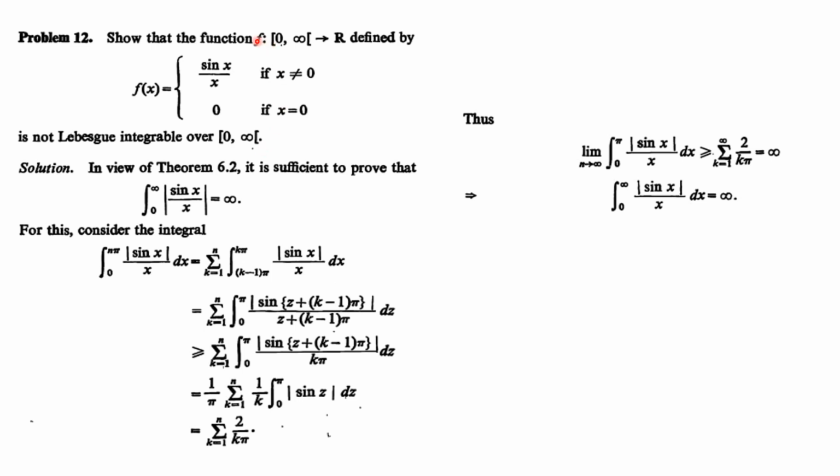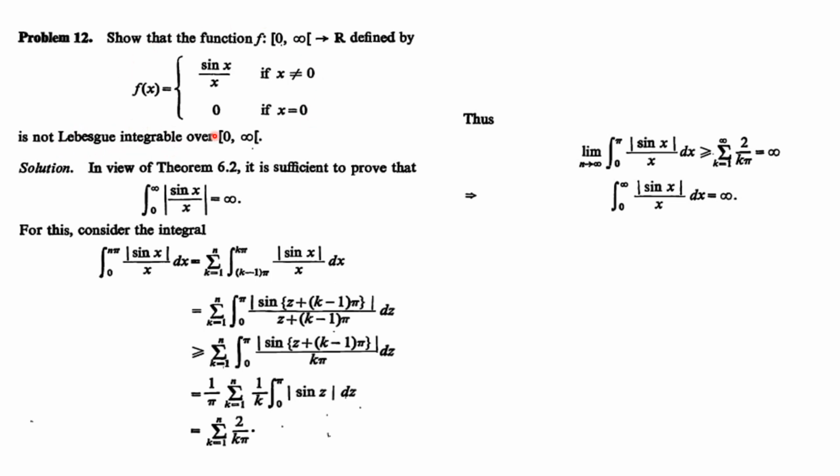Now just see what the function is. Our function is defined from 0 to infinity to R by this: whenever x is not 0, the value of the function is sin x by x, and whenever x is 0, its value is 0. In this example, you can show by yourself that this function is improper Riemann integrable. However, it is not Lebesgue integrable over this interval.